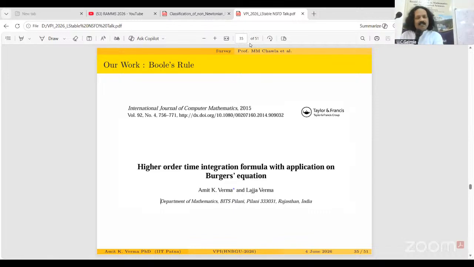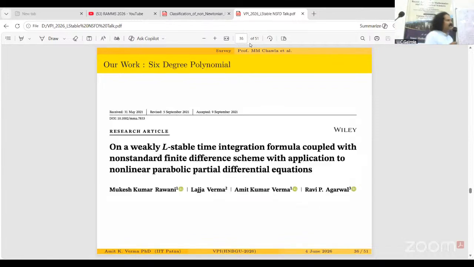And we further extended the accuracy and published in 2021. See, weakly L-stable we are using. And here I have clubbed non-standard also with this technique. So non-standard, it was here, right? I clubbed it with L-stability, and we published the paper.